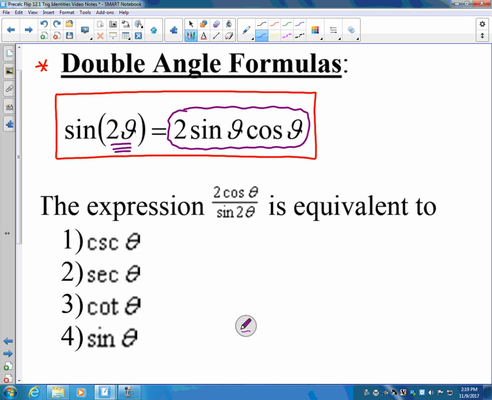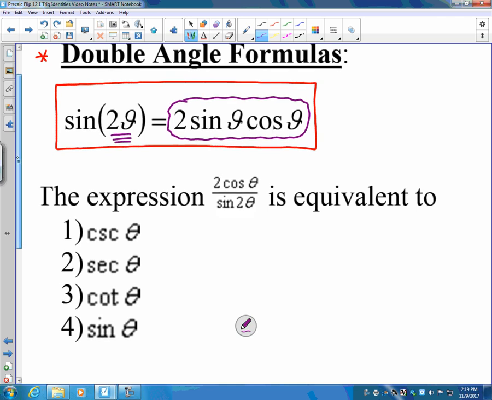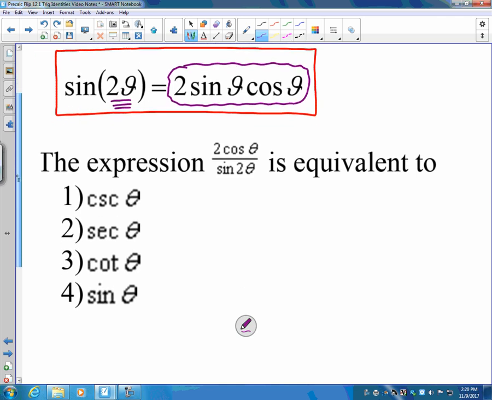So this expression here, 2 cosine theta divided by the sine of 2 theta, what is it equivalent to? This is a multiple choice question. Make sure you have that double angle formula copied down. Make sure you have the sine of 2 theta equals 2 sine theta cosine theta because we're going to need it. You ready?